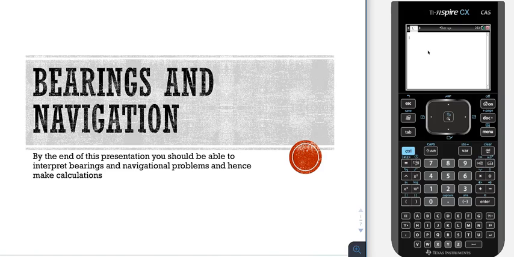This tutorial looks at bearings and navigation. So by the end of this, you should be able to interpret bearings and navigational problems and hence make calculations involving both of these.